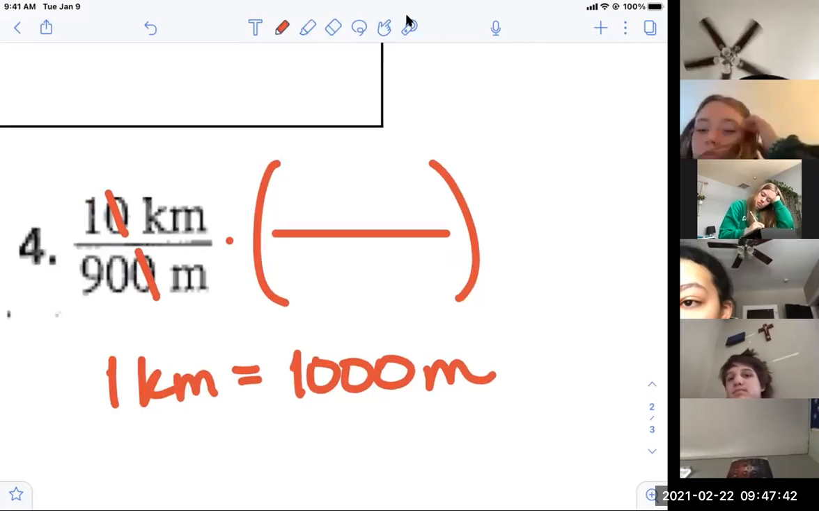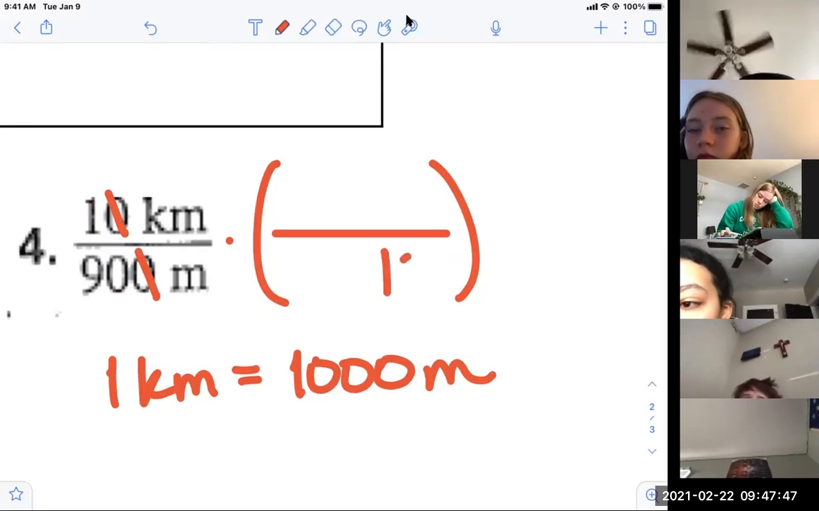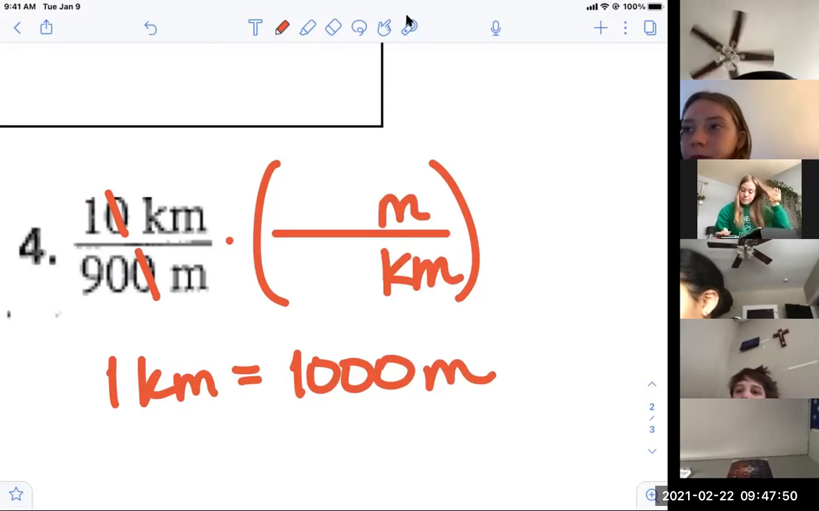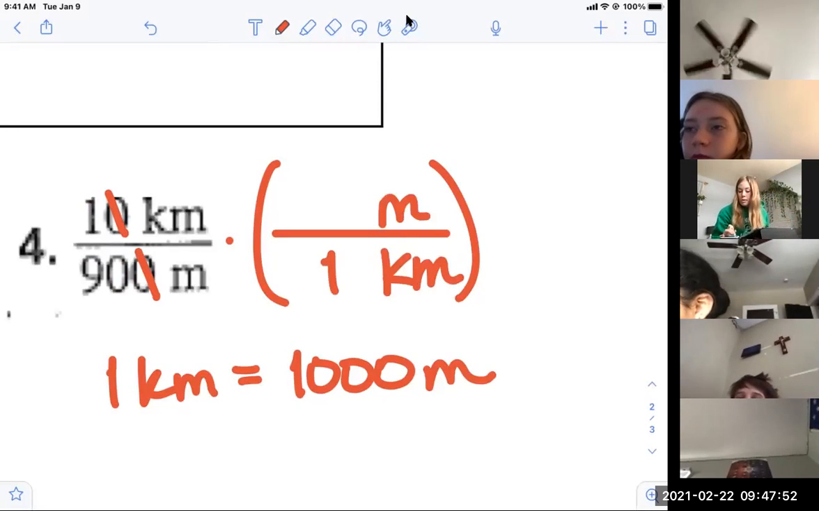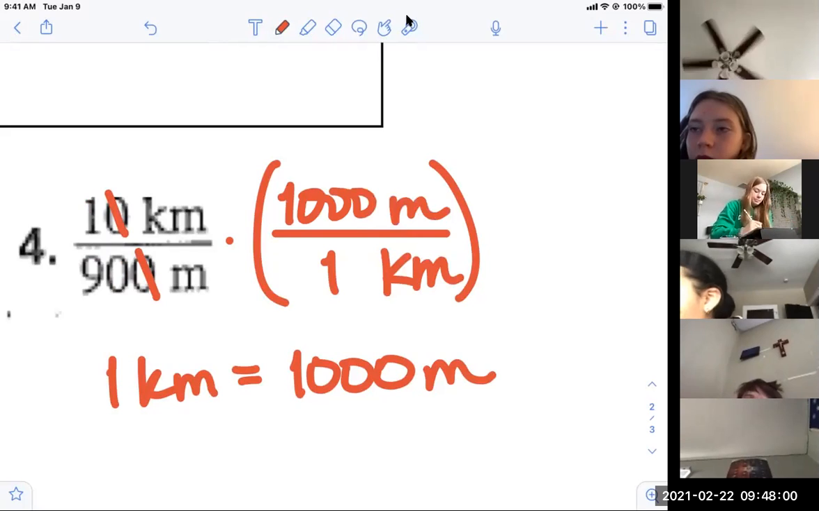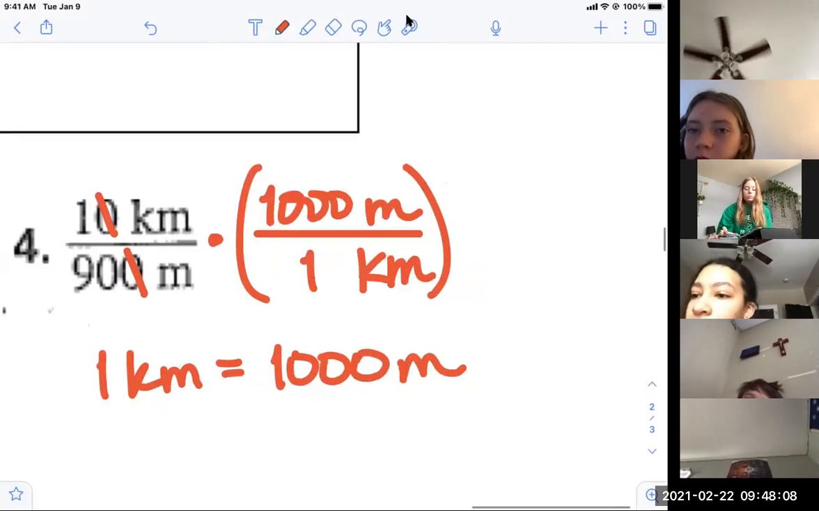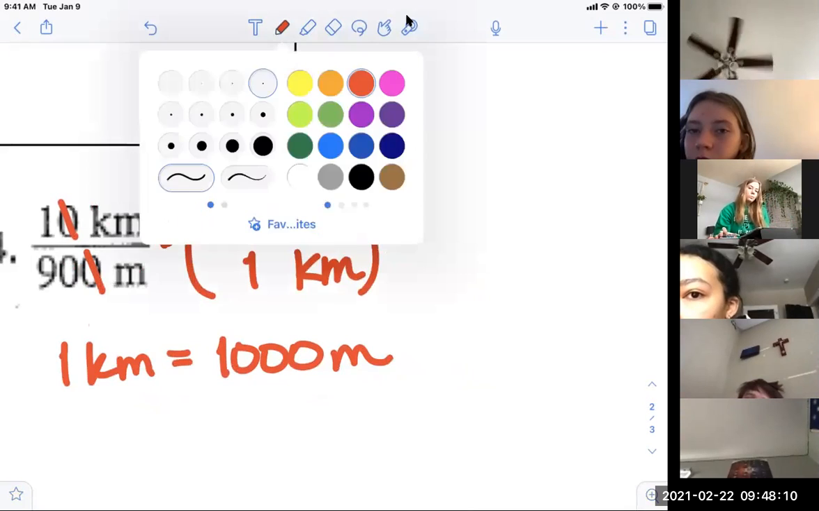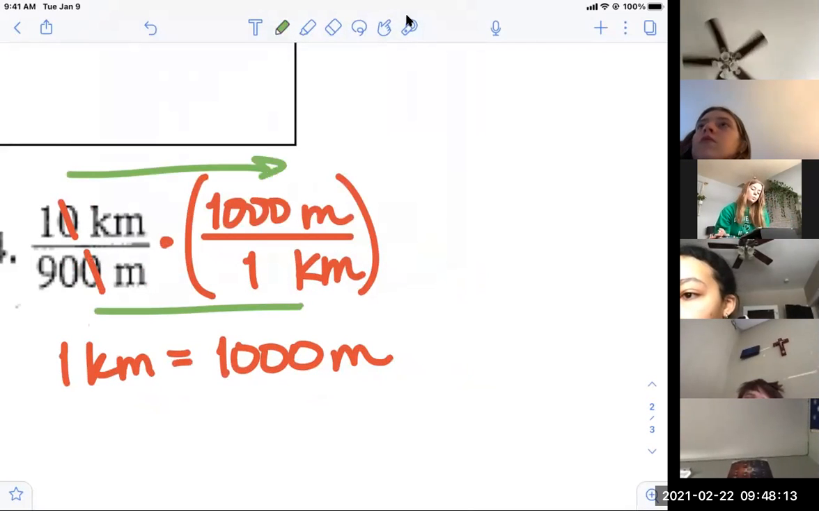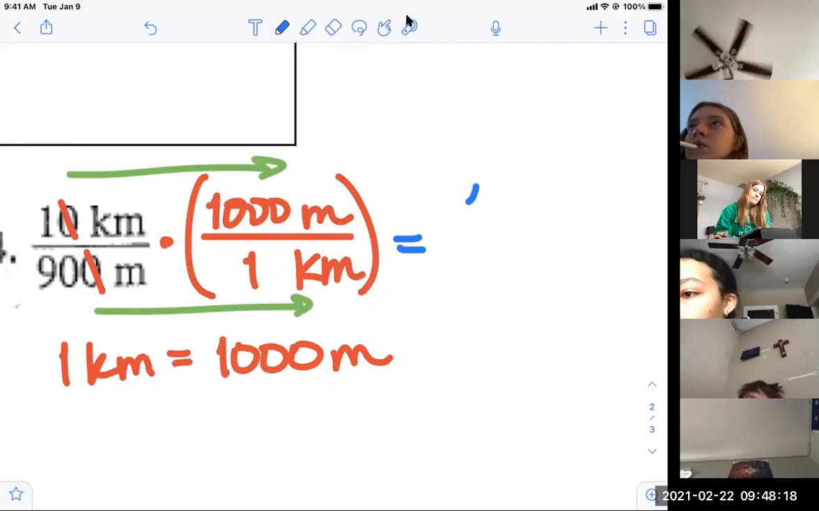So Lily, do you put kilometers on the top or the bottom? The bottom. Okay, so we want the kilometers to cancel, we want the meters to cancel, but again, we want to be multiplying by 1. So the purpose of putting 1,000 meters over 1 kilometer is that we're trying to eliminate the units, but we don't want to change what this amount is. We're multiplying by 1. And again, this is multiplication. This is not an equal sign. You're multiplying straight across the top and straight across the bottom. It's not a proportion.